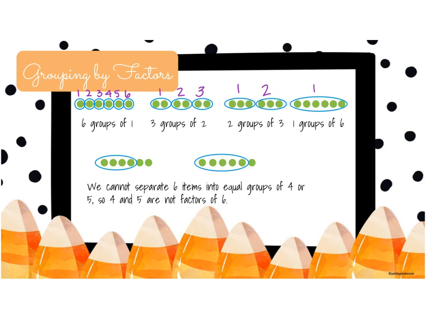We cannot separate 6 items into equal groups of 4 or 5. So 4 and 5 would not be considered factors of 6, not equal groups of them.